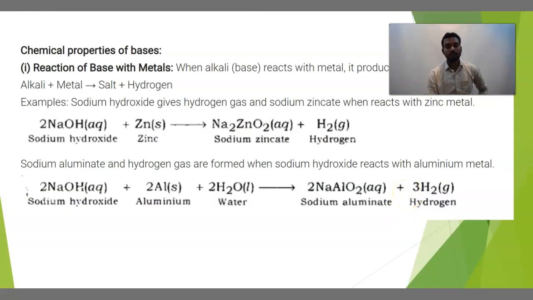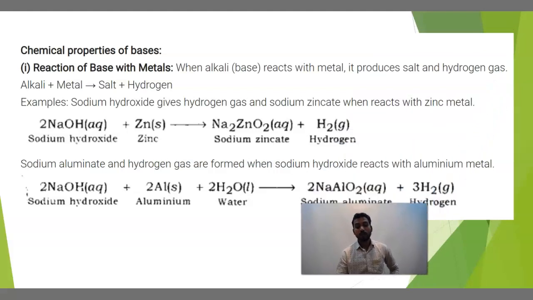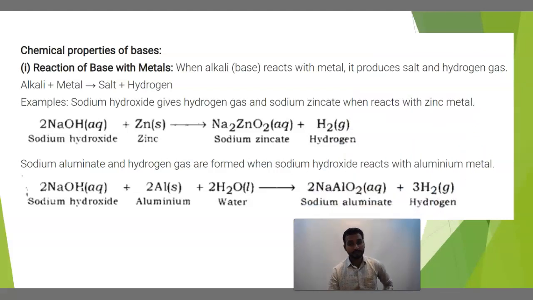Next is chemical properties of bases. Till now we have discussed chemical properties of acids. Now we are completing chemical properties of bases. And one more I have just left out in acids: the chemical reaction of acids with metallic oxides, and of bases with non-metallic oxides. Okay. So chemical properties of bases, reaction of base with metal. What happens? Again, this also will produce salt and hydrogen gas.